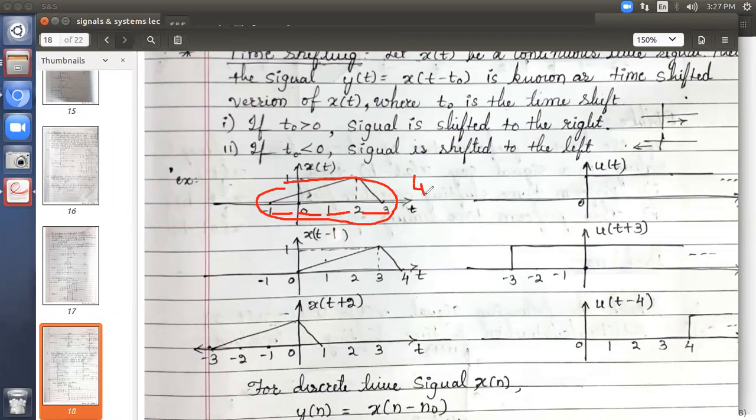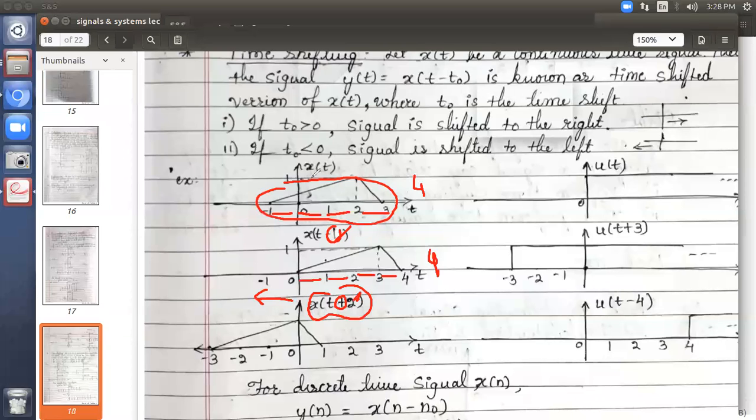So 4 units have been used in x of t. Check here, 1, 2, 3, 4. 4 units have been used. I have not touched the amplitudes. I have simply shifted the signal by 1 amount to the right side. Similarly, check here, it is t plus 2. Plus 2 means a left shift. Left shift by 2 amounts.